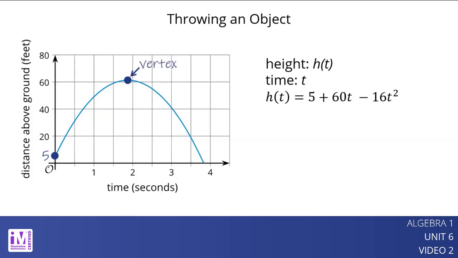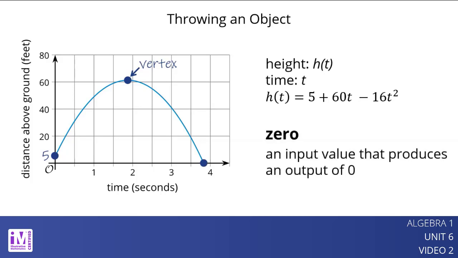Every quadratic function has a vertex, the point where the graph changes from increasing to decreasing or vice versa. It is the highest or lowest point on the graph. The object hits the ground a little before 4 seconds. A 0 of a function is an input value that produces an output of 0. A 0 of function h is approximately 3.8 because h of 3.8 is approximately 0.